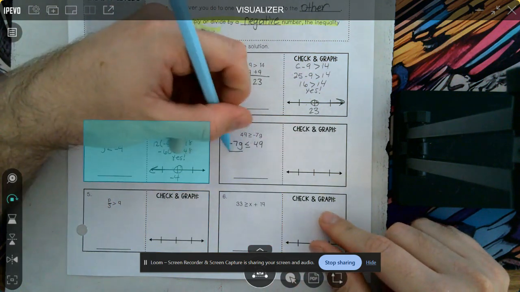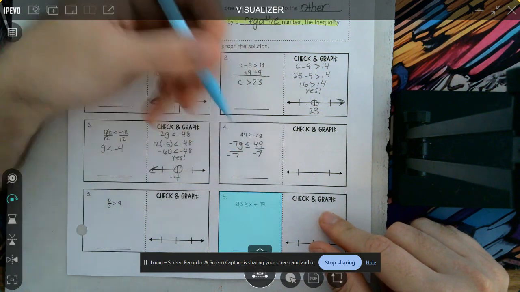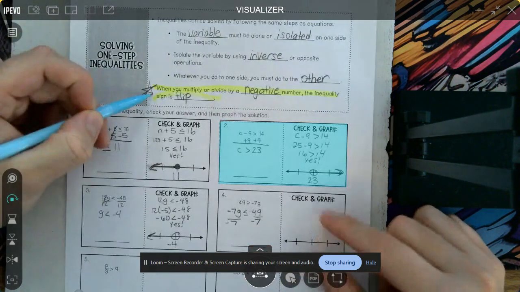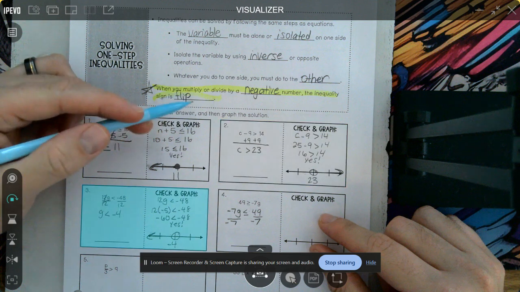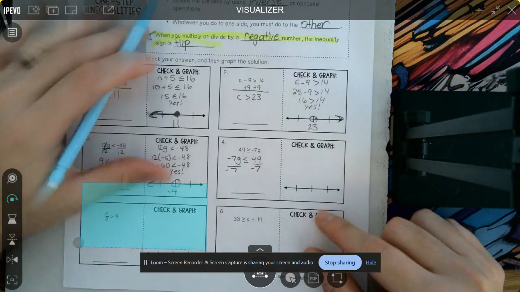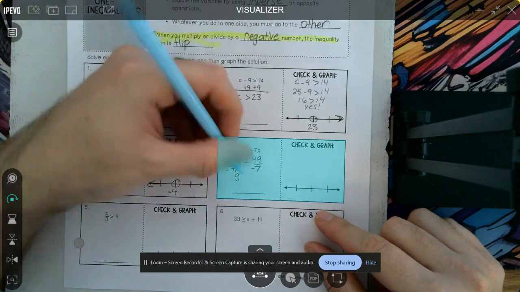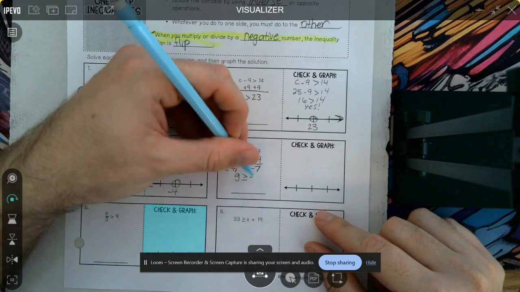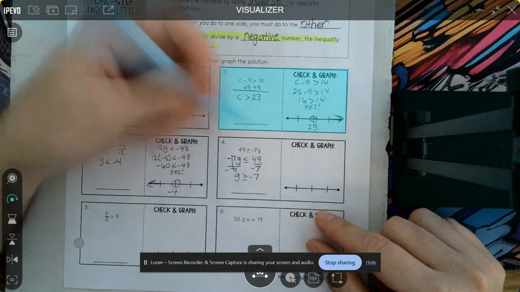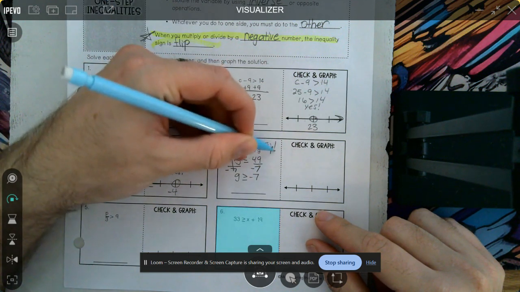So now we solve. Divide both sides by negative 7, but hold on. Look back at what we highlighted. If you multiply or divide both sides by a negative, the inequality flips. So it becomes G is greater than or equal to negative 7. Make sure you flip. I'm going to write here: flip.